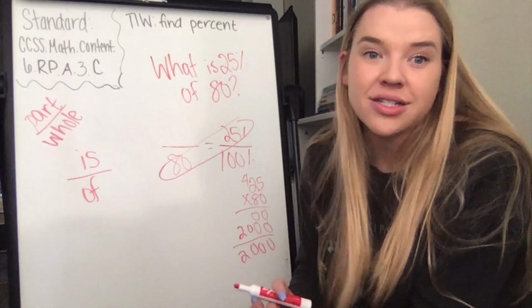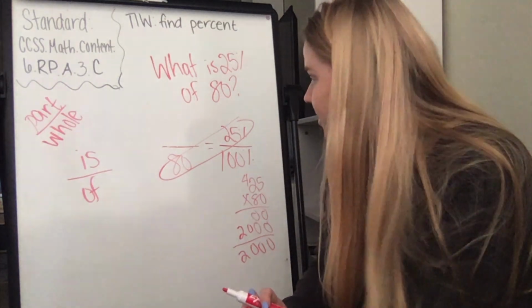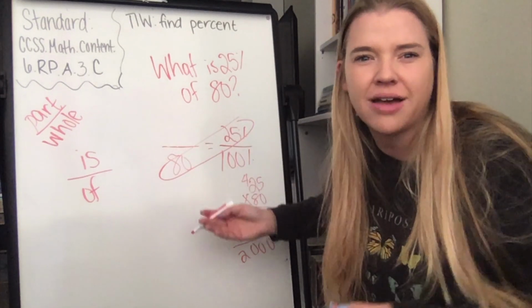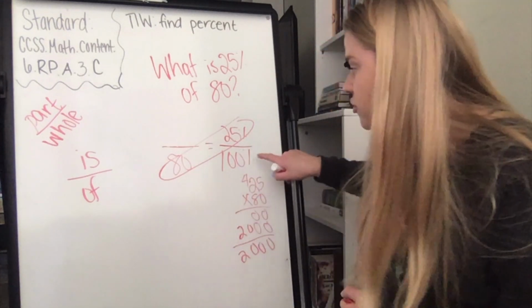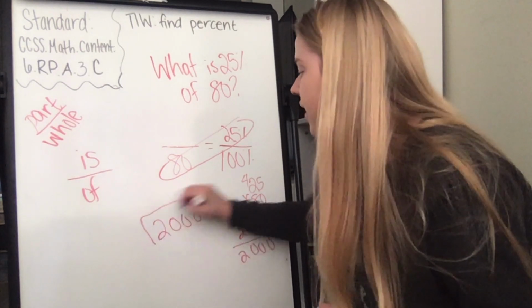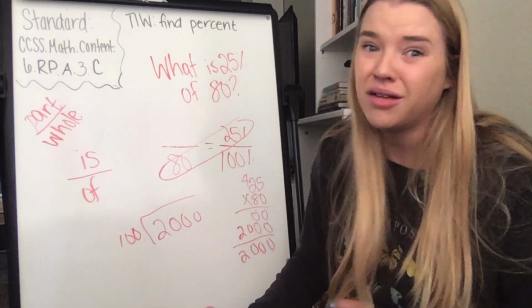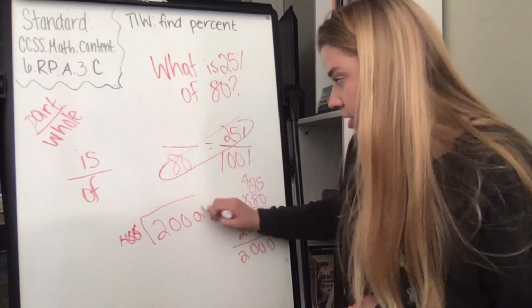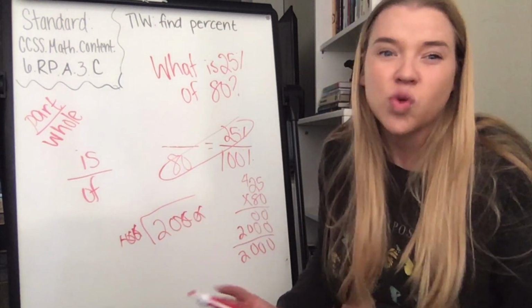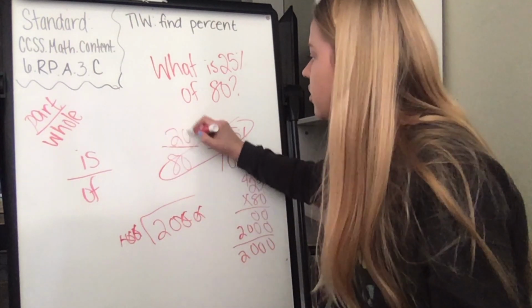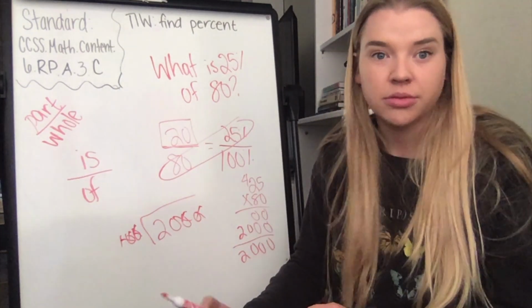Plus 4 is 20. I'm adding down. It's 2,000. But that's not my answer. That doesn't make sense. 25% of 80 is 2,000? No, that's way too big because I still have to divide by what's left. So now I have 2,000 divided by 100. I'm not about to go through that process with all the zeros. I'm going to cross off 2 zeros there and 2 zeros there. Now I have 20 divided by 1. 20. Way easier. So my answer in this problem would be 20.